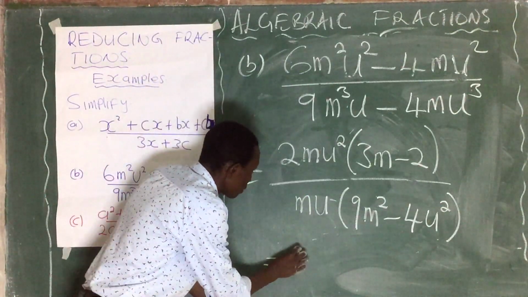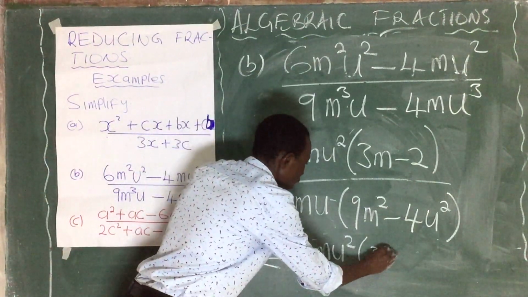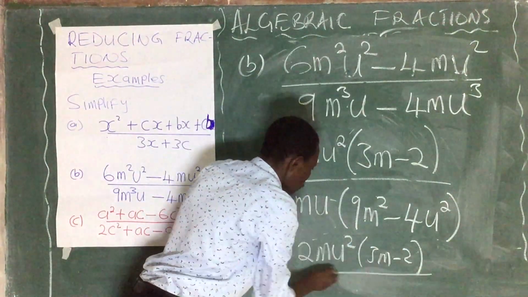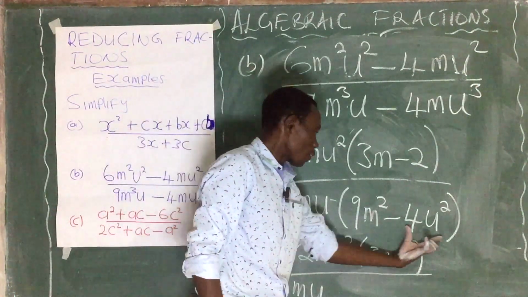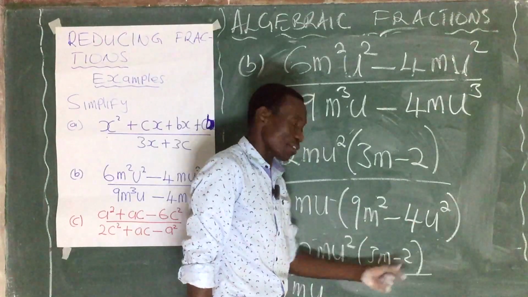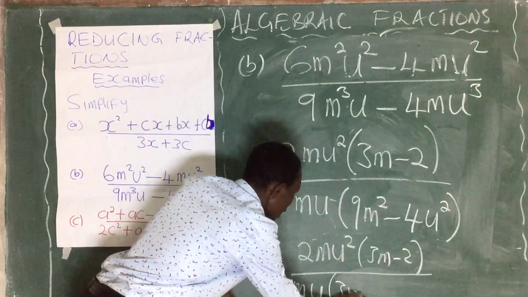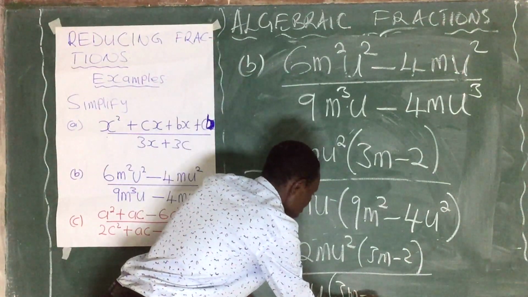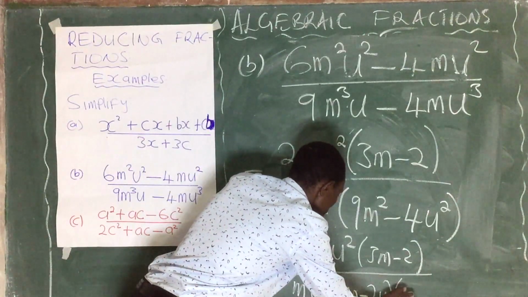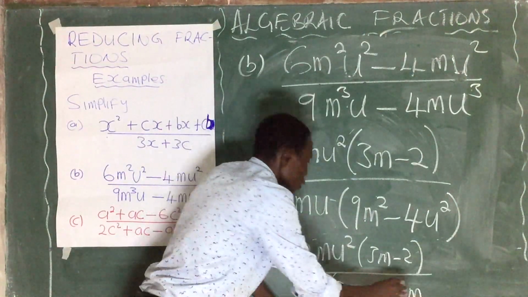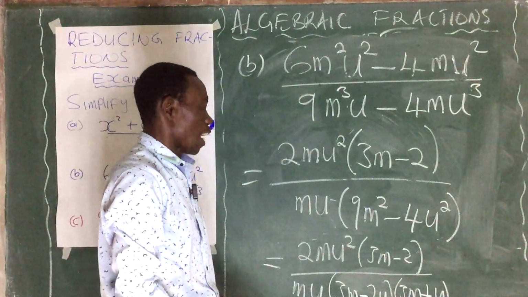The top expression comes in as 2mu squared, open bracket 3m minus 2 over what? Mu. If we factorize this one by the knowledge of difference of two squares, we'll have the first bracket having 3, that is m, minus 2u. And the other bracket will have 3m, then what? Plus, talk of what? u. That's what we get there.